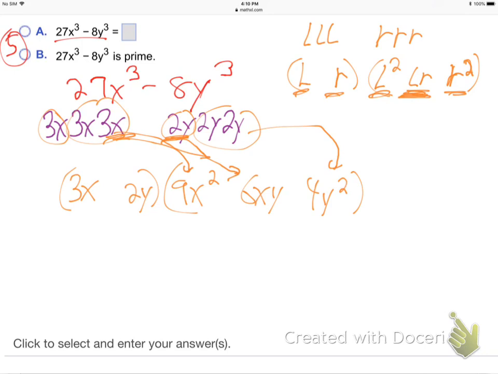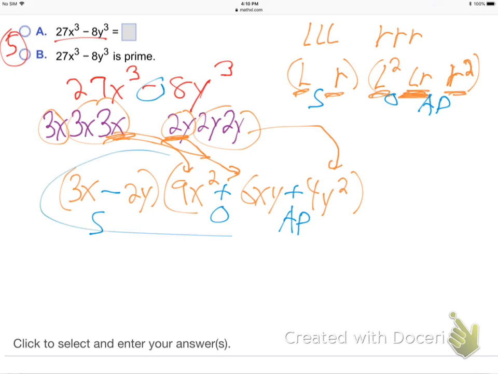And then what do we do with the signs? We SOAP. Same, opposite, always positive. Same, opposite, always positive. Same as what? As what we started with. We started with minus. The problem given to us was minus. So we do the same as that, the opposite of that, and always positive at the back. There it is.